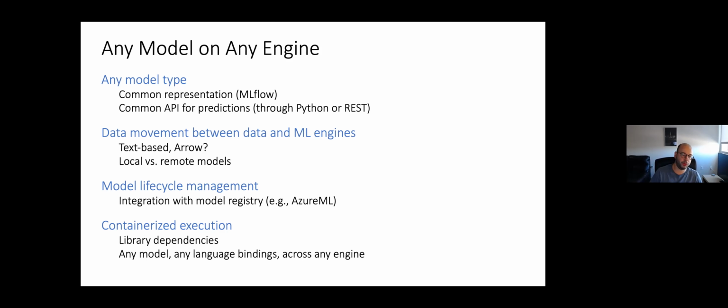Or let's say you are in a cloud environment, they give you one version of Spark and a version of TensorFlow, but you want to use another one. Your model is not compatible with that one. How do you do this? It sounds very engineering, but it's very important to get that right. And also, how do you do all that in the most efficient manner when it comes to containerized execution? So essentially, with containerized execution, we can do any model with any language bindings across any engines. So we are looking into that a lot.